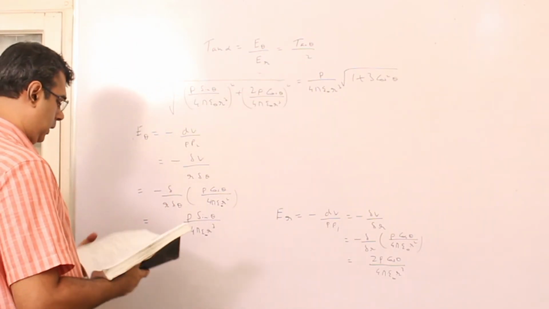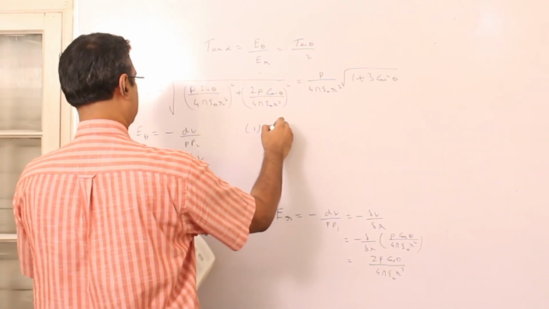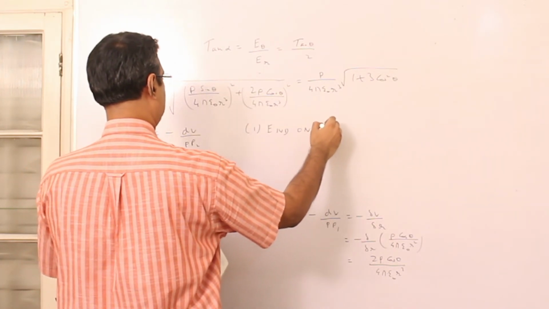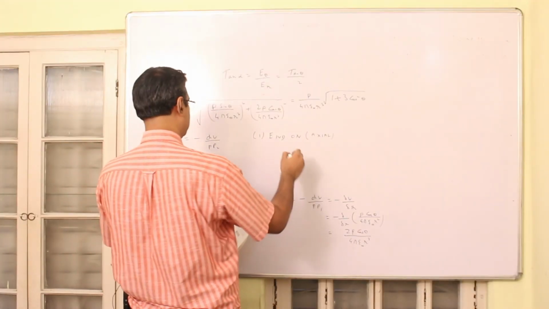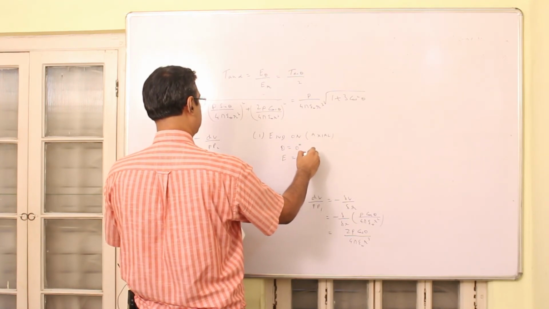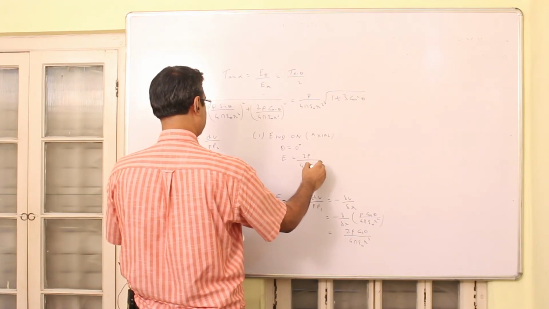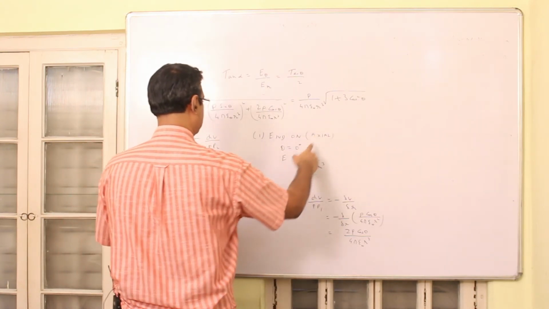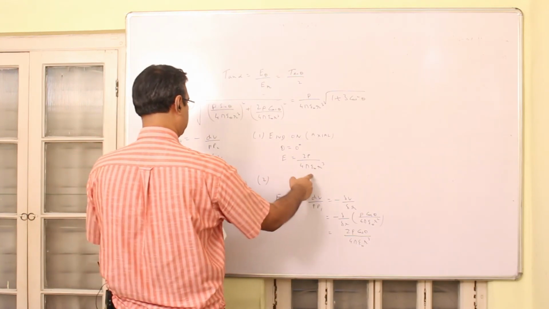Now there are two special cases. One is called end-on, or you could say end-on is also known as axial. So for end-on, you need to put theta equal to 0. So the field you can see will become 2p by 4 pi epsilon naught into r cube. If you just put theta equal to 0, then end on, which is known as axial, the field will be this.